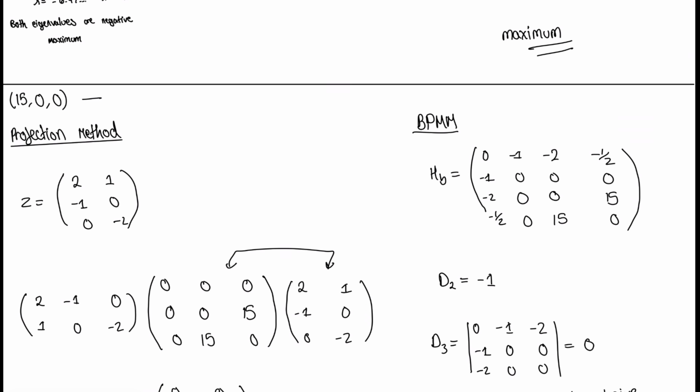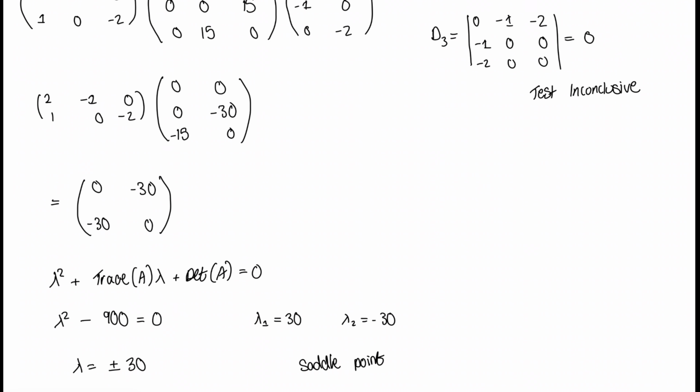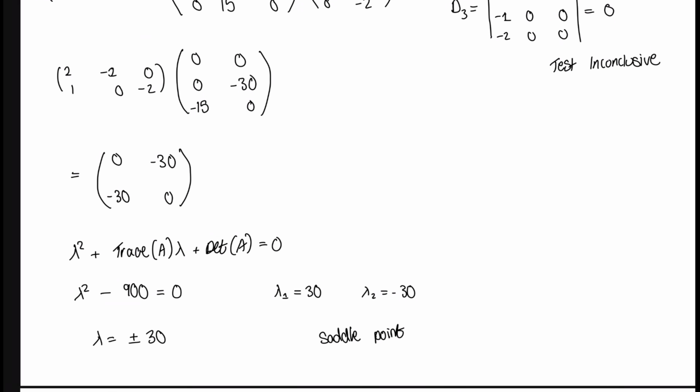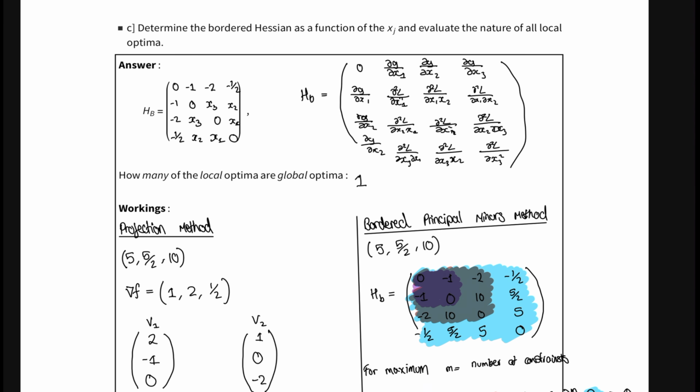So this solution is a saddle point, and that is the case with the three other points that we got, which were 0, 15 over 2, 0, and 0, 0, 30. The bordered principal minor method doesn't work. It gives an inconclusive test because you get the determinant as 0, so we need to use the projection method. When we do use the projection method for all of these, we get eigenvalues which are different signs, so they are saddle points. Cool. Hopefully that makes sense.